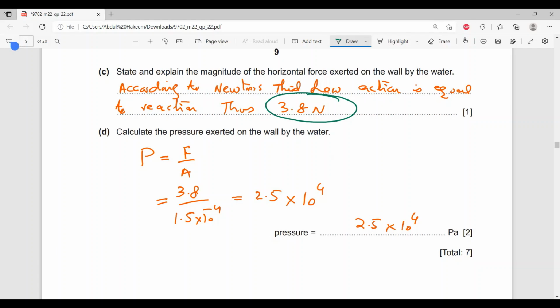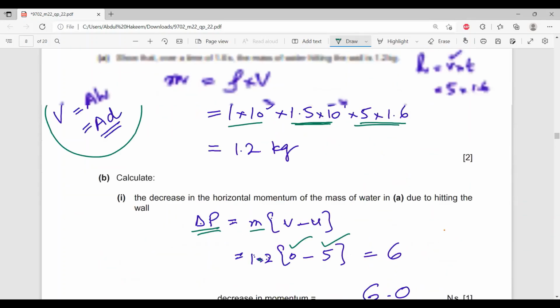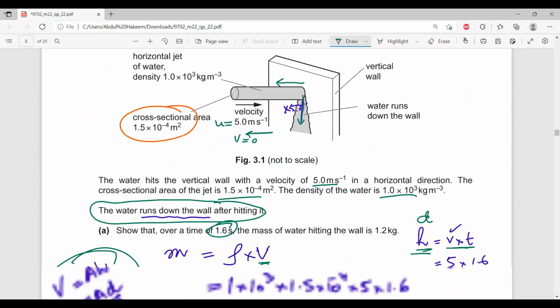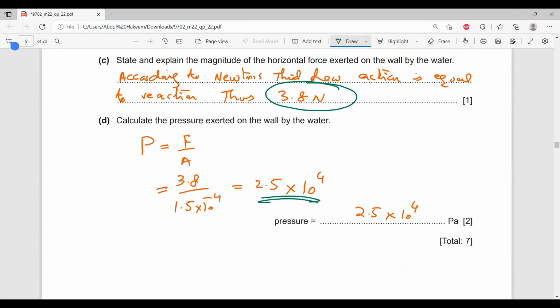Calculate the pressure exerted on the wall by the water. Pressure is force divided by area: 3.8 is the force, and the area is already given here, look at the question, 1.5 × 10^-4. So this is the area, 1.5 × 10^-4. After calculation, this is the answer, 2.5 × 10^4.